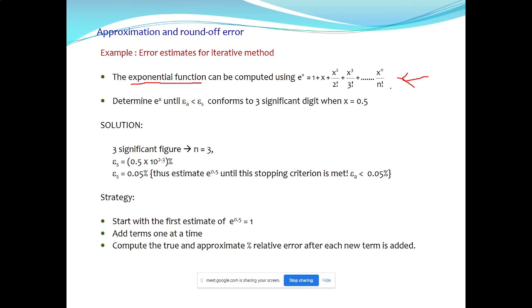Okay, determine e^x until approximation error is solved at ES, stopping criterion, to confirm 3 significant digits when x is 0.5. Okay, so x is 0.5. Alright, so firstly you must know your ES.